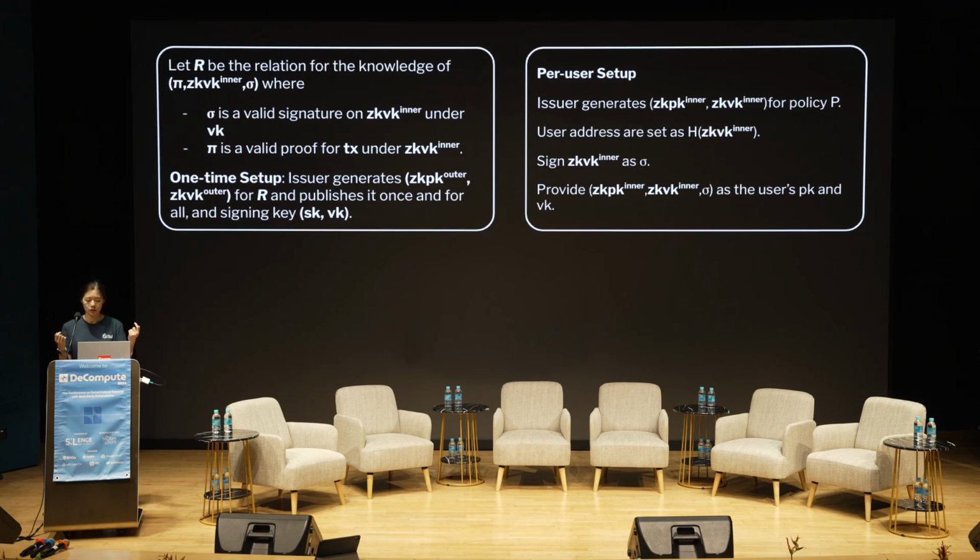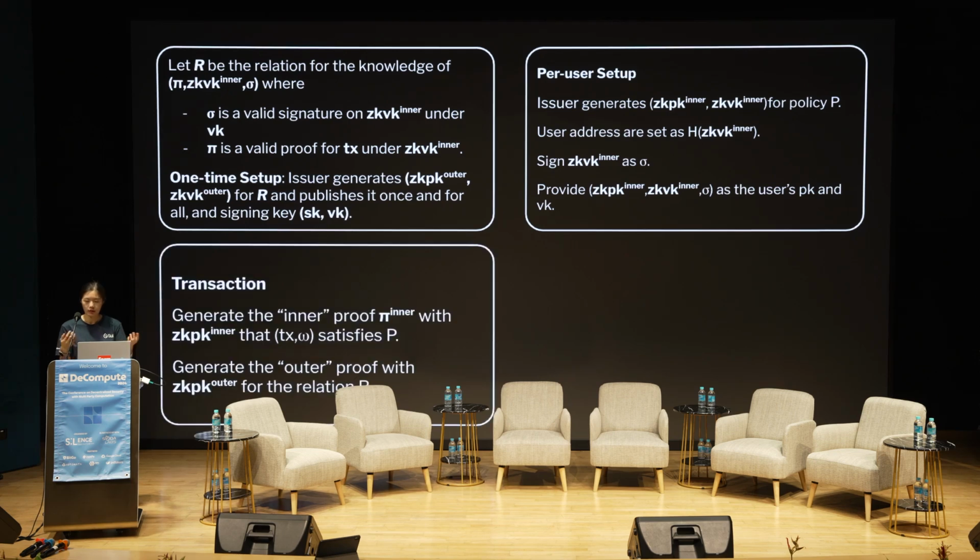And every time a user joins, the issuer would generate a per-user setup: a proving key and a verifying key for the policy itself, and the user address is pinned to this verifying key. And the user will essentially have the proving key, the verifying key, and the signature that is required for you to sign transactions.